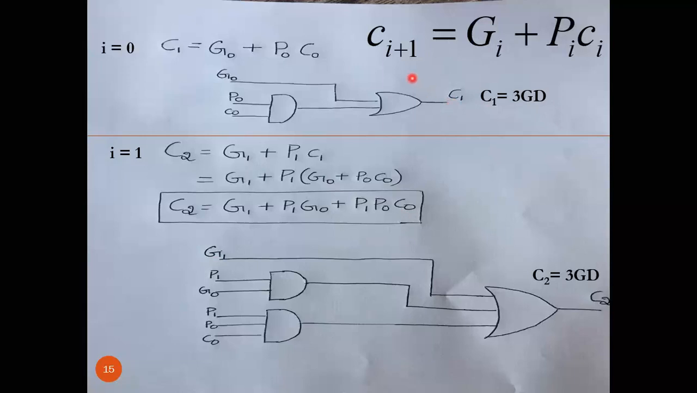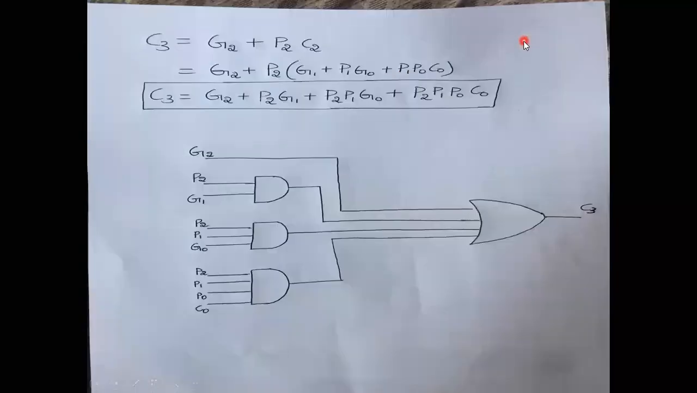For that reason, to produce C3, I have to substitute I equal to 2. So C3 will be equal to G2 plus P2 into C2. Now, in this expression, my C3 is dependent on C2.